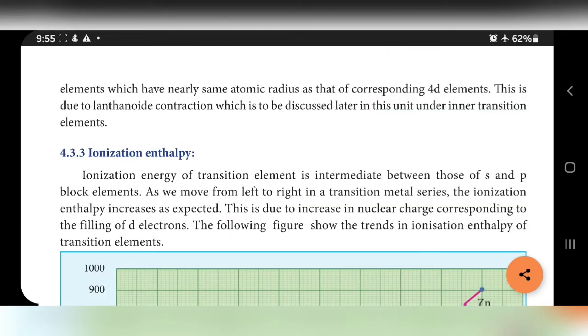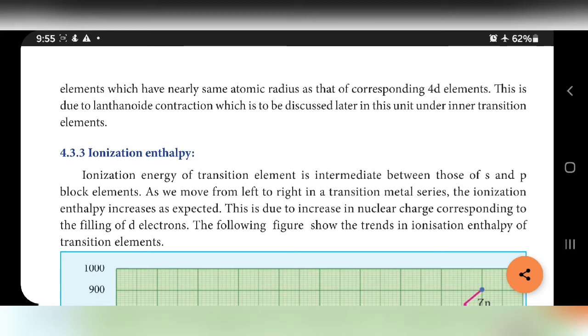Unexpected observation: the atomic radius of the 5d elements is nearly the same as that of the corresponding 4d elements. This is due to the lanthanide contraction. Lanthanide contraction means the size decreases due to imperfect shielding of the 4f electrons. That is all. Variation of atomic and ionic radii is over.